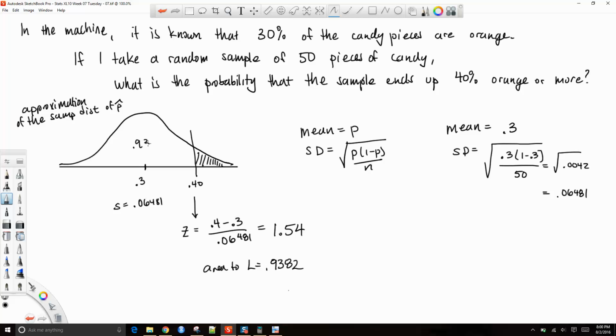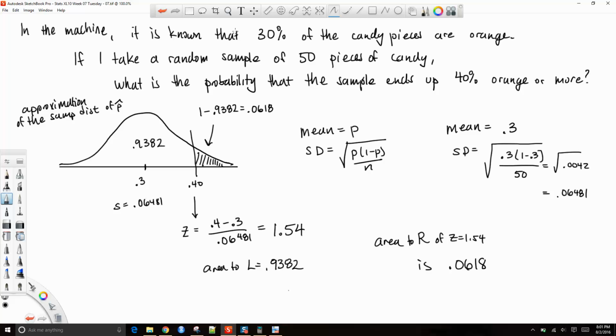0.9382. Alternatively, I could have looked up negative 1.54 also. And to get the area over here, I'm going to do 1 minus this, and I get 0.0618. So the area to the right of z equal to 1.54 is 0.0618.